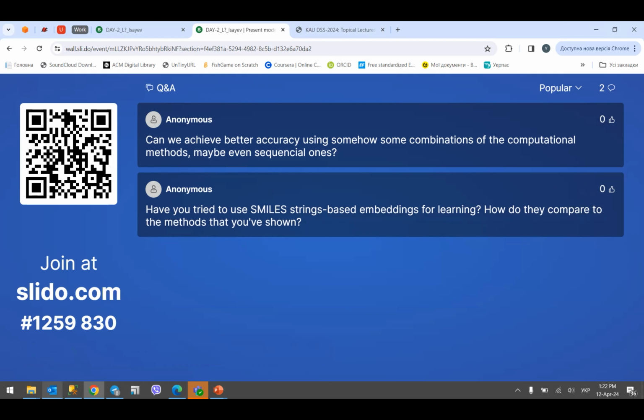Another question: can we achieve better accuracy using some combinations of the computational methods, maybe even sequential? If I understood correctly, again, please clarify.